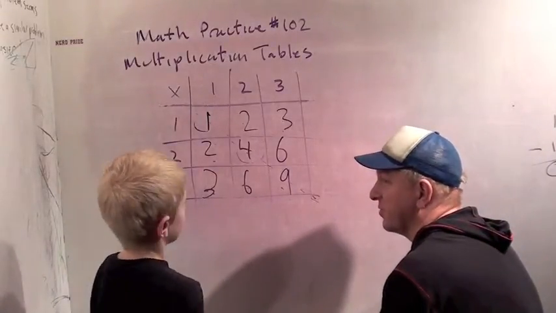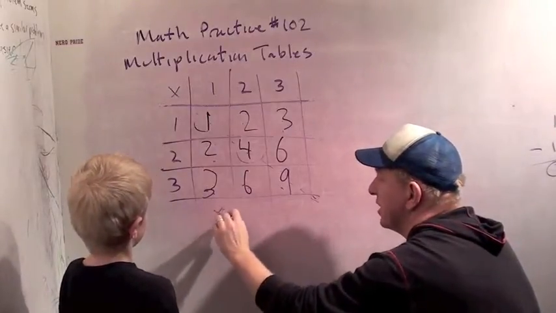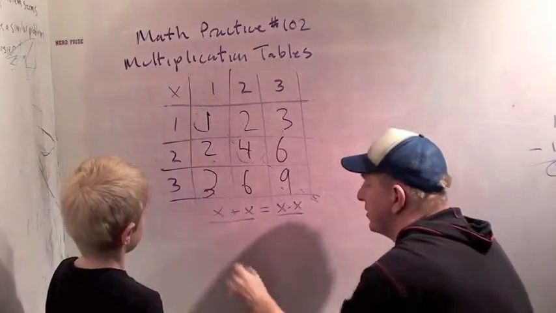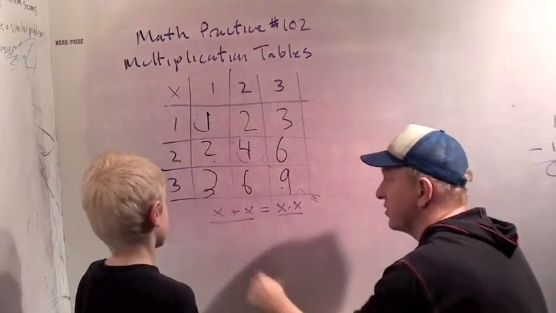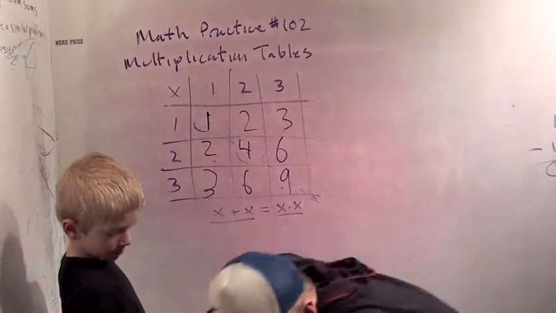I'll leave that as a challenge problem. There's some other number that when you do x plus x, it also equals x times x. I wonder what other number that could be, but it definitely works for 2, because 2 plus 2 is 4, and 2 times 2 is 4. You can think about that.